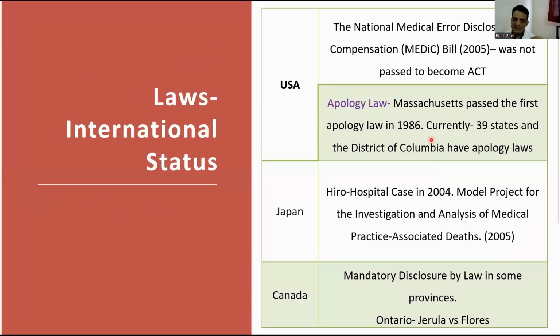Now let's look at the international practices on medical error disclosure. In the United States, the National Medical Error Disclosure and Compensation Bill was proposed in 2005, proposing the protection of doctors who disclose medical errors. This act was not passed by the parliament. However, we see that there is a provision of apology laws which is already applicable in the state of Massachusetts and 39 other states and the District of Columbia.